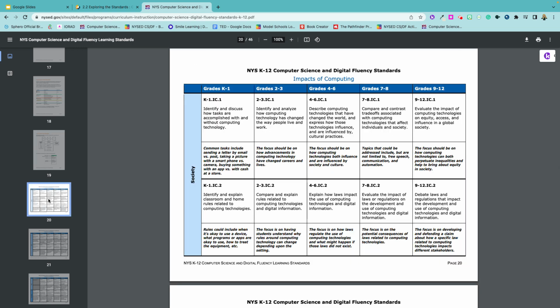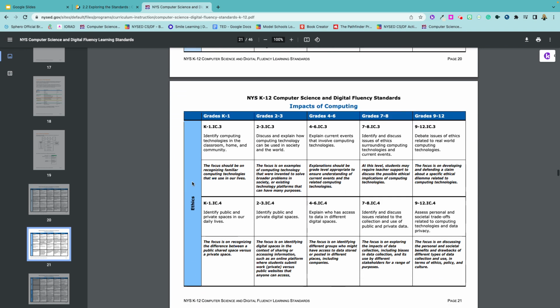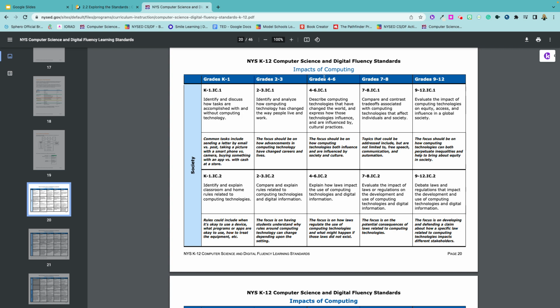We're going to start on page 20 of the PDF and really take a look at society. You'll note that along the left-hand side here, you see society. The next one, you'll see ethics. So it's broken down by sub-concept areas down the left-hand side. The way to read the standards is that you have the grade bands at the top. You have the standard identifiers, then below inside each box, you'll have the standard, and then you will have the clarifying statement to help you out.